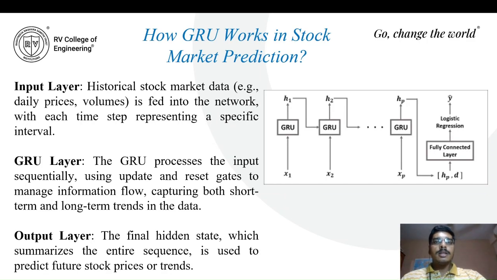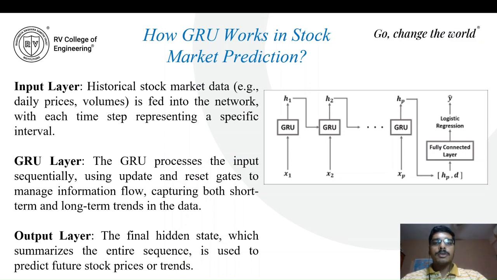Now let's see how GRU works in stock market prediction. GRU consists of three layers: input layer, GRU layer, and output layer. In the input layer, historical stock market data such as the daily prices, volume, etc. is fed into the network with each time step representing a specific interval.